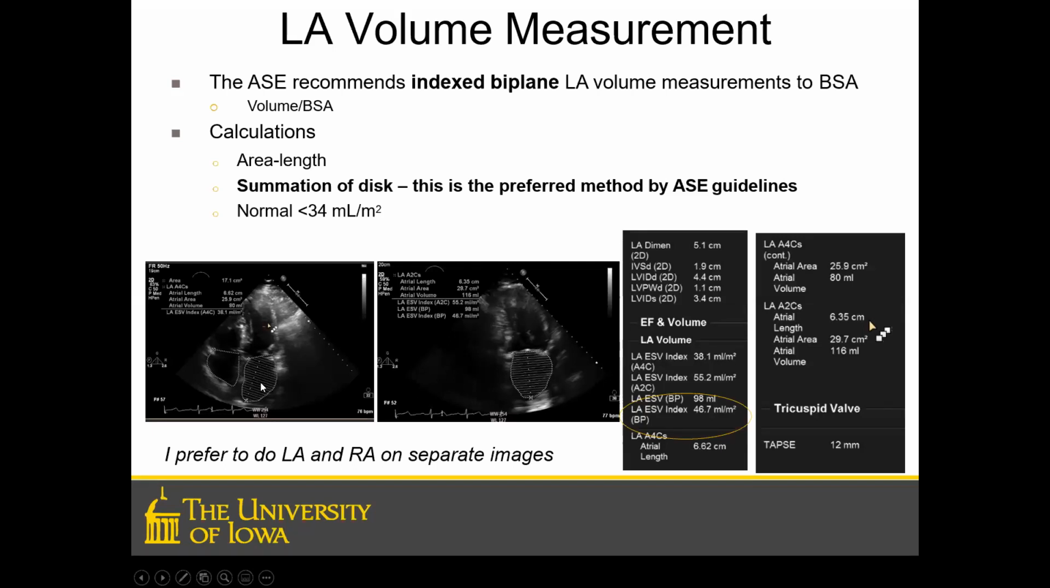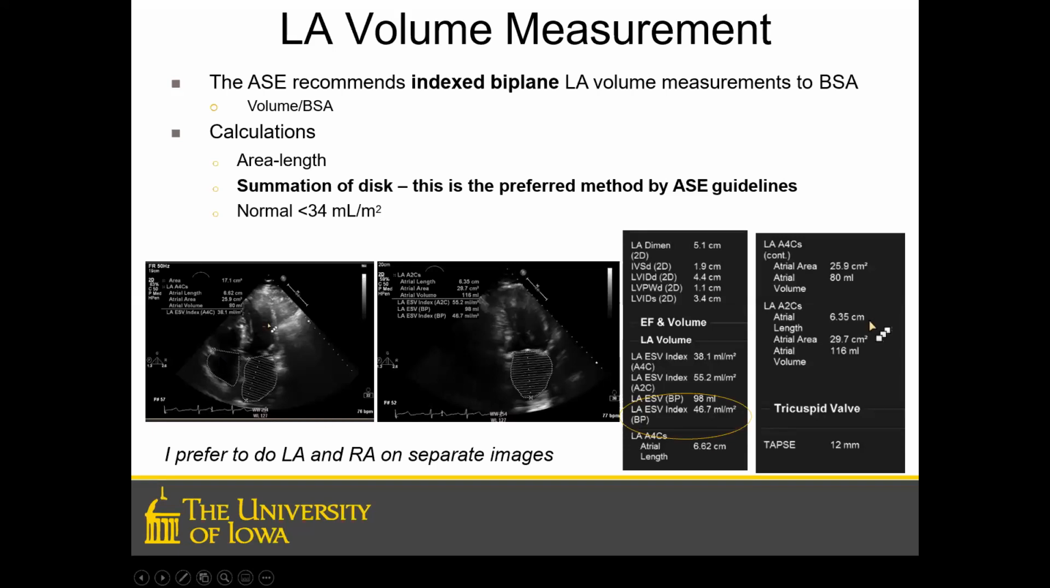We'll talk about this technique zoomed up here in a little bit, but you have LA end systolic volume in the 4-chamber, 38. And then here's the 2-chamber. So you have LA end systolic volume indexed here at 55, and then the biplane.